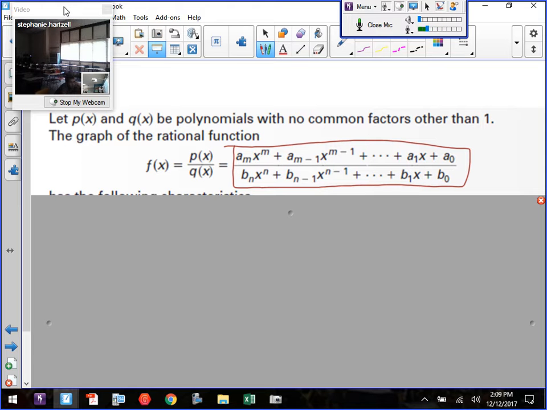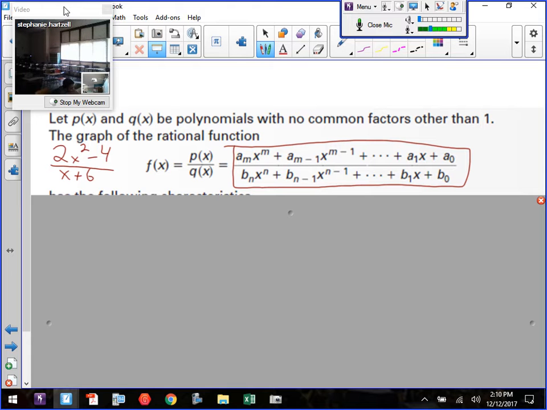Basically, it's like this. You're going to have 2x squared minus 4 over x plus 6. Those are two polynomials, written in descending order. They may or may not have the same degree. All those different letterings, a sub m x to the m plus a sub m minus 1 x to the m minus 1, just mean it's written in descending order. So don't freak out when you see that.